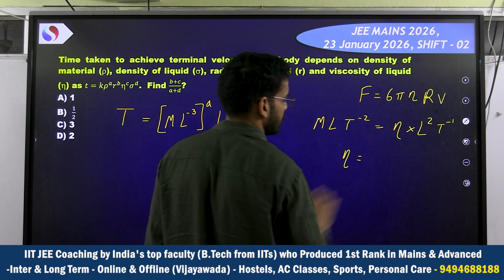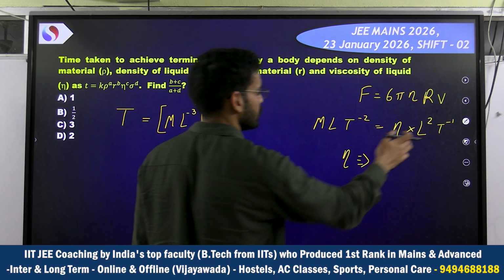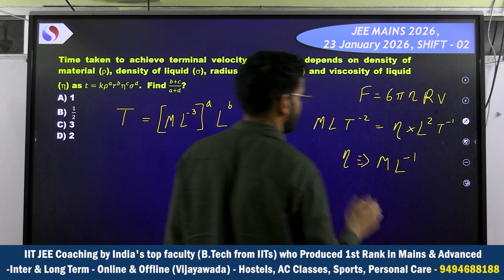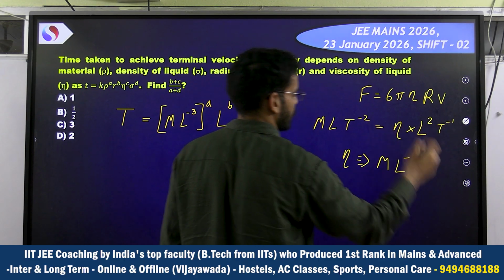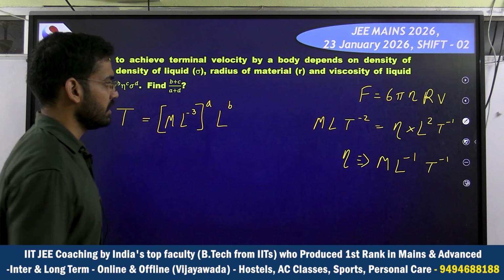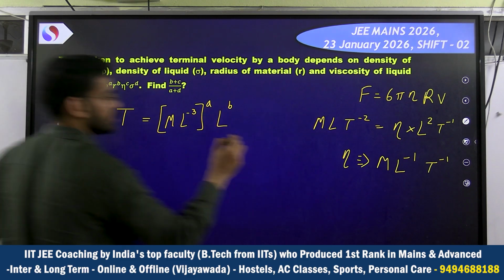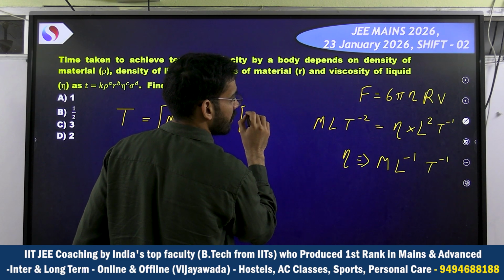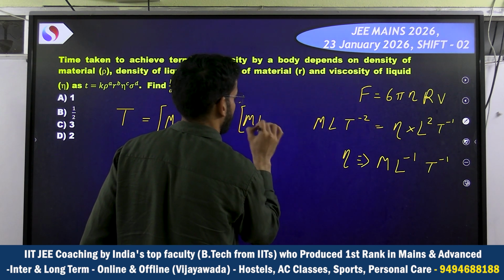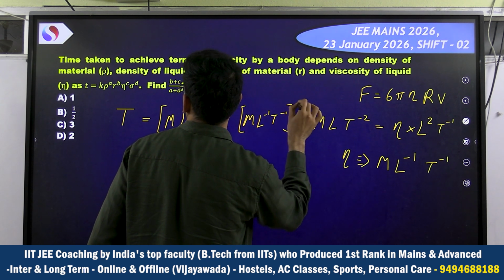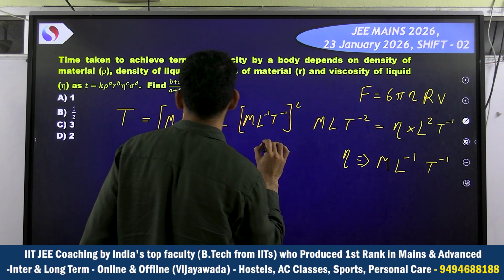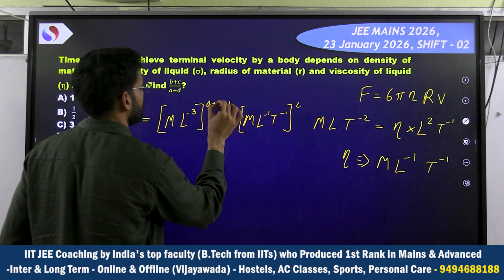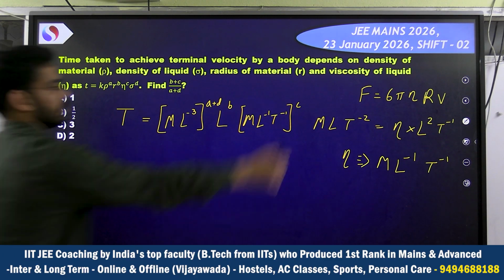So what will the dimension of eta be? I just want to get the dimension as fast as possible. So m l to the power -1 t to the power -1. This is my dimension. Got the point? Let's write that down. Here l, and then for eta I got m l -1 t -1 to the power c, and density again, sigma only, which is m l to the power -3 to the power d. That I wrote till here.